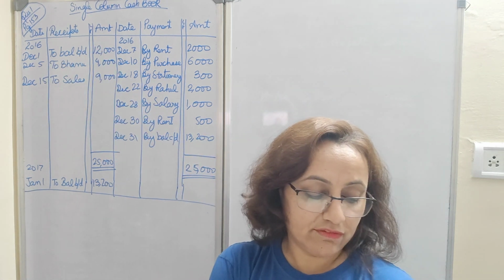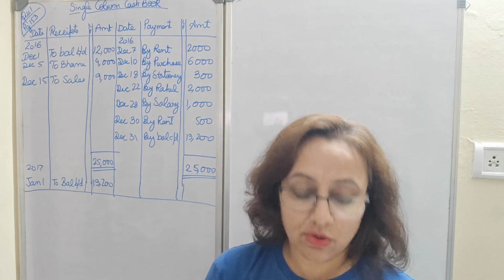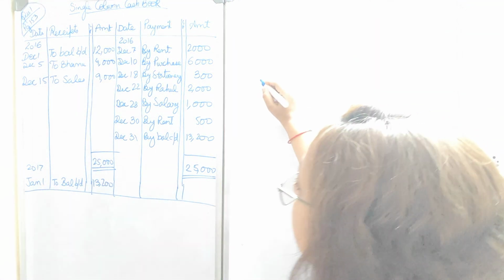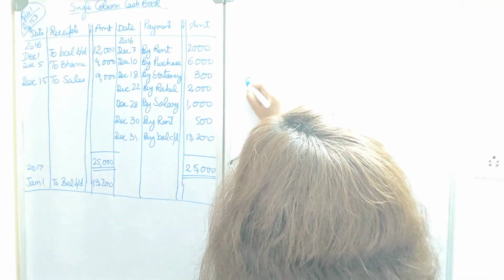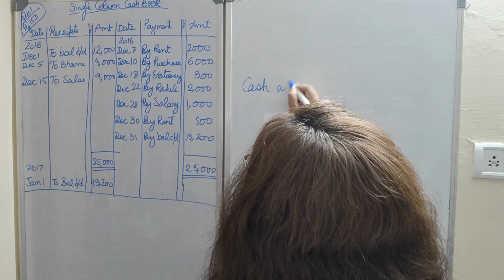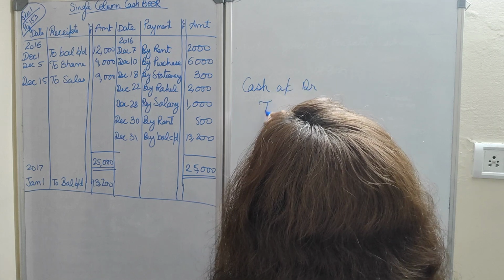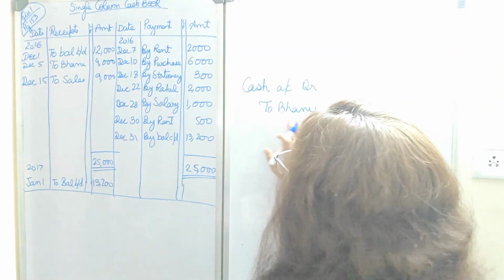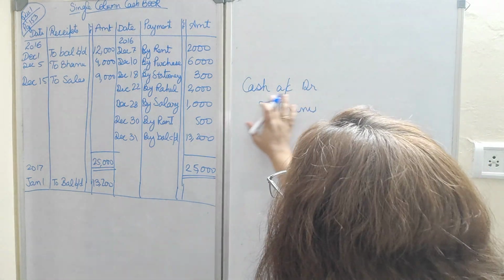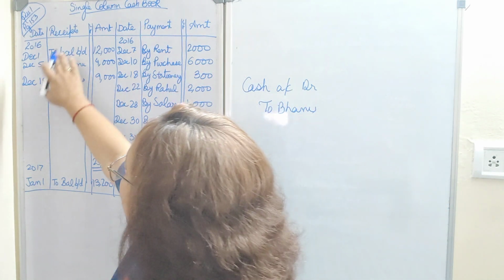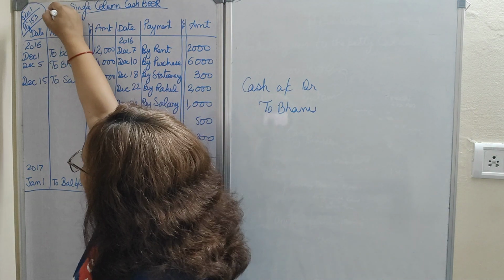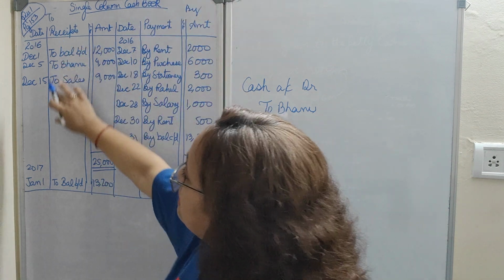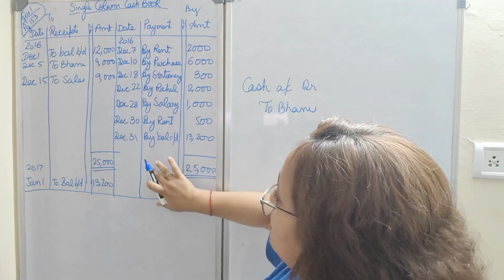Then next, December 5, cash received from Bhanu 4,000. Now when we receive cash, what is the journal entry we make? When cash comes in, what do we write? Cash account debit to Bhanu. This is the journal entry. So when we are recording this in the cash book, this Bhanu will go on the receipt side, on the debit side. I had already told you, if you remember, this is the to side and this is the by side, meaning all the receipts we write over here and all the payments will go over here.